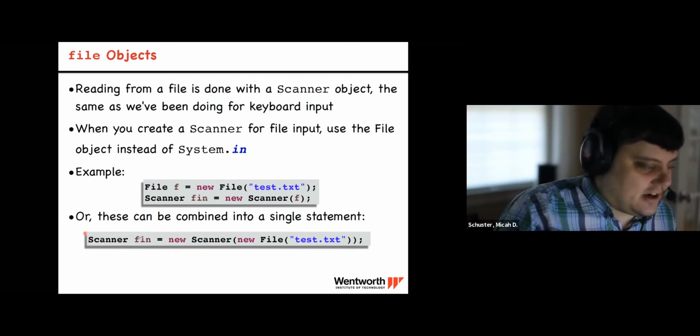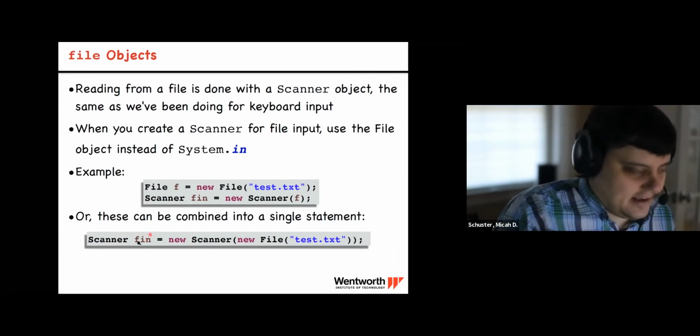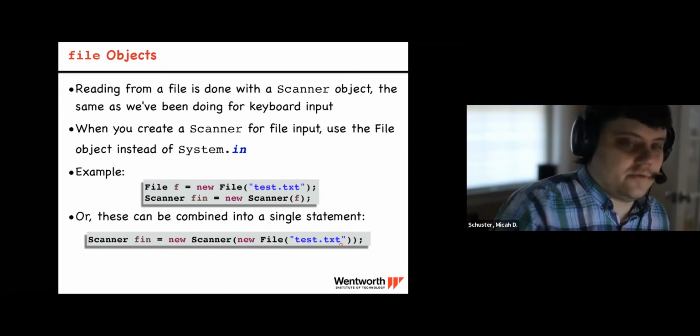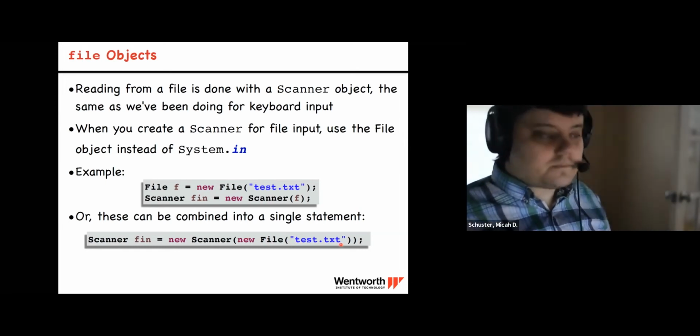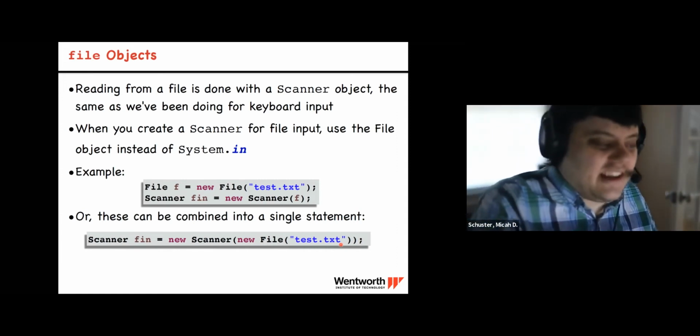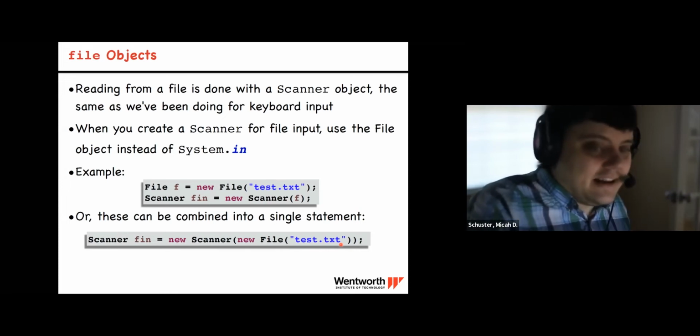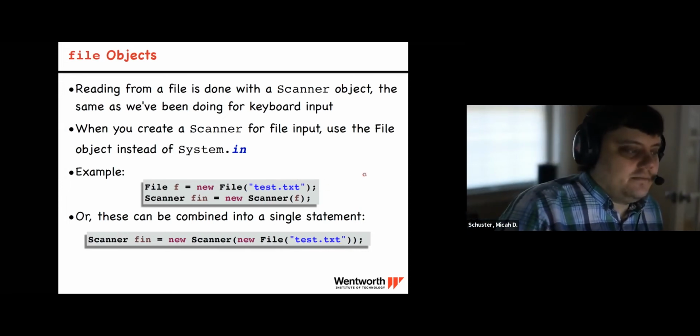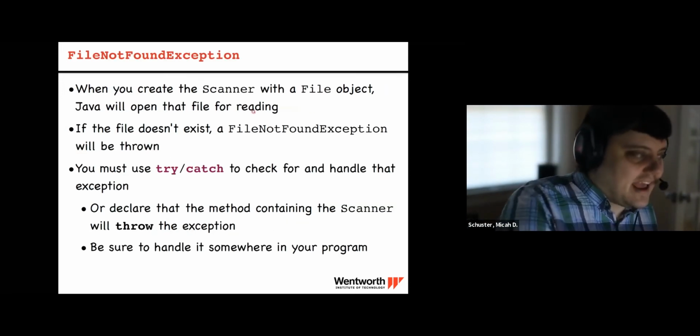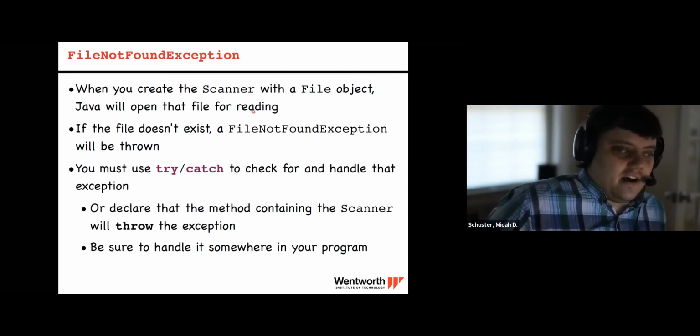So I create a scanner. Here it's called fin, for file in, and it's a new scanner. Instead of System.in, it's new File and the name of the file that I want to read. That's it. And then the scanner works exactly the same way, except it's not from the keyboard. It's literally reading from the file itself. So when you create a scanner, Java opens that file for reading.